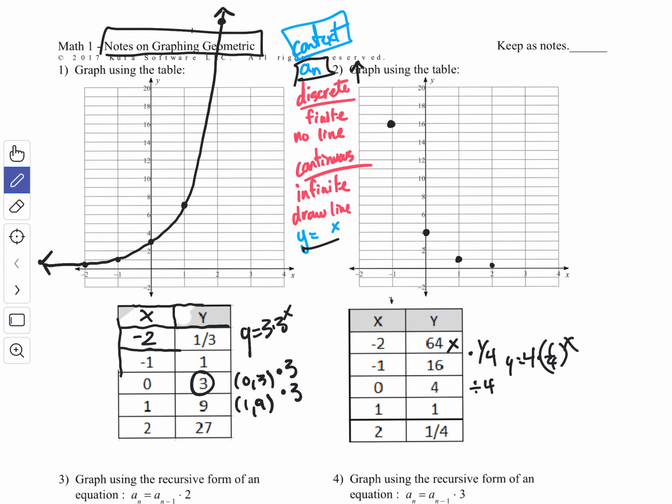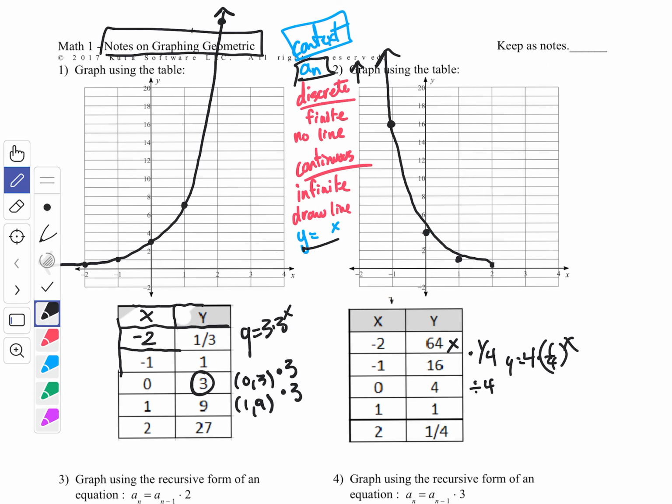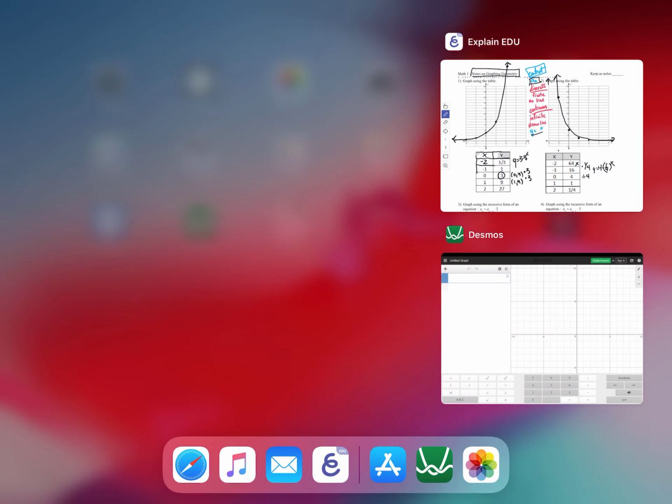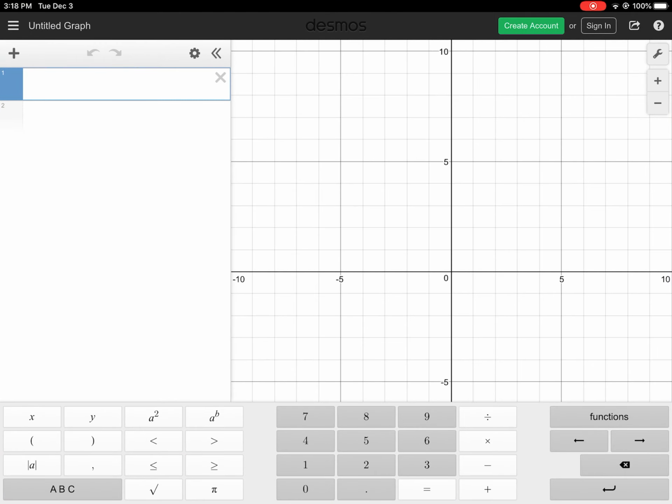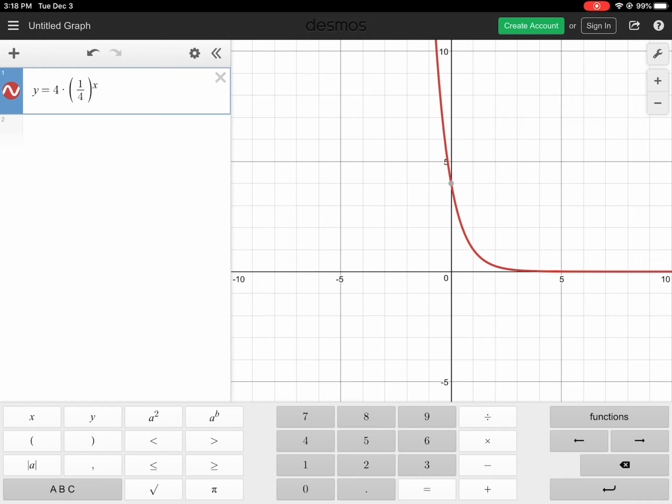Now, the problem is, if we try to draw this, sometimes people will make the mistake of just going down in that same direction, and that is not correct. That is not how it works. Let me show you how it should actually go. We can use Desmos to help us do that. So let's pull up Desmos here and type in that equation: y equals 4 times 1/4, and we should probably put this in parentheses, to the x.